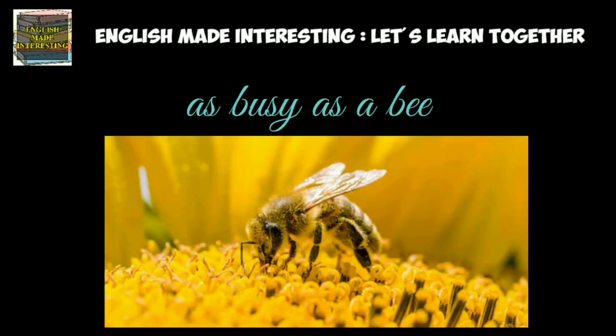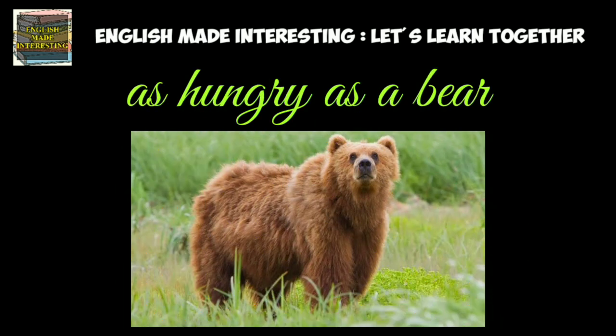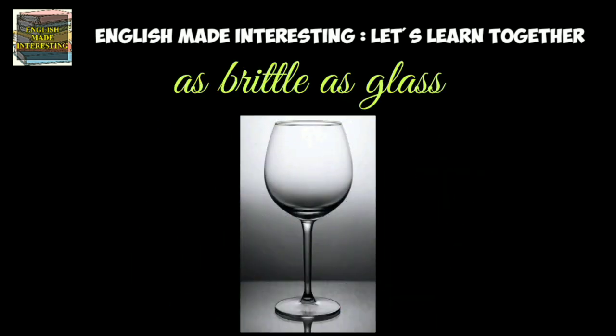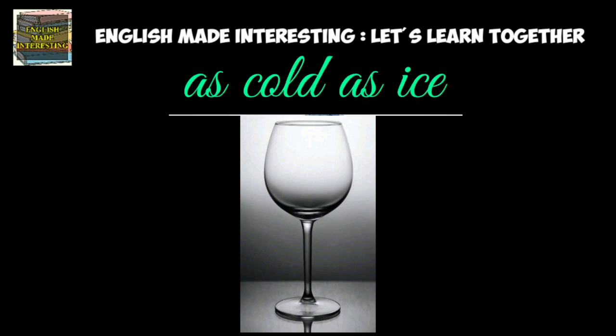As busy as a bee, which means to be very busy and active like the bees. As hungry as a bear is to be very hungry and ready to eat anything. As black as coal, which means something to be totally without light or color. As brittle as glass, which means to have hardness and rigidity but still breaks easily or gets damaged or destroyed. Or it is something which is fragile or frail and breaks easily.